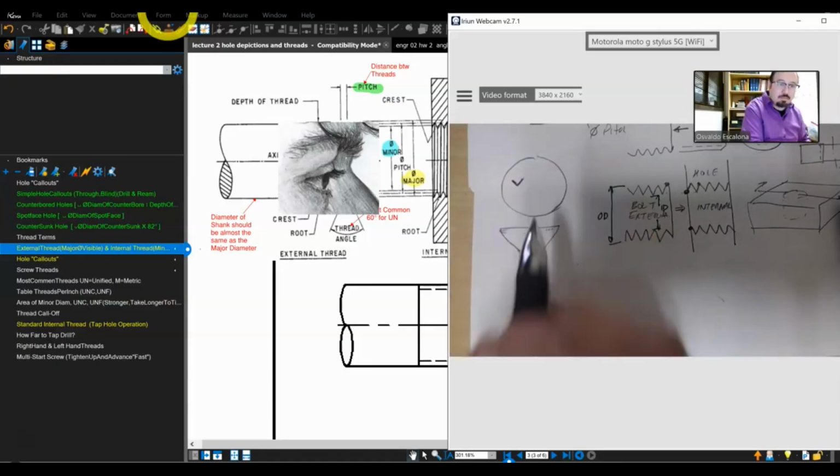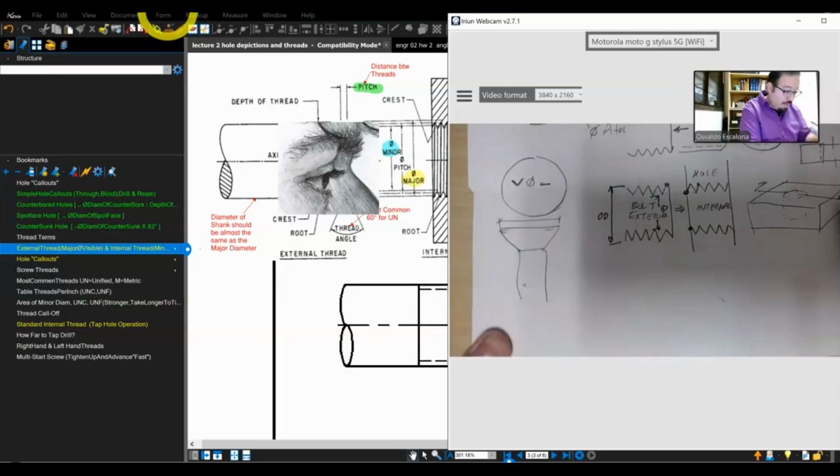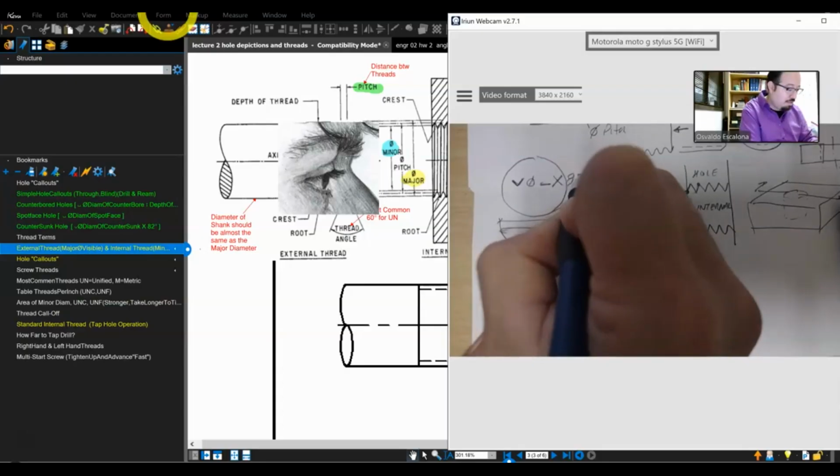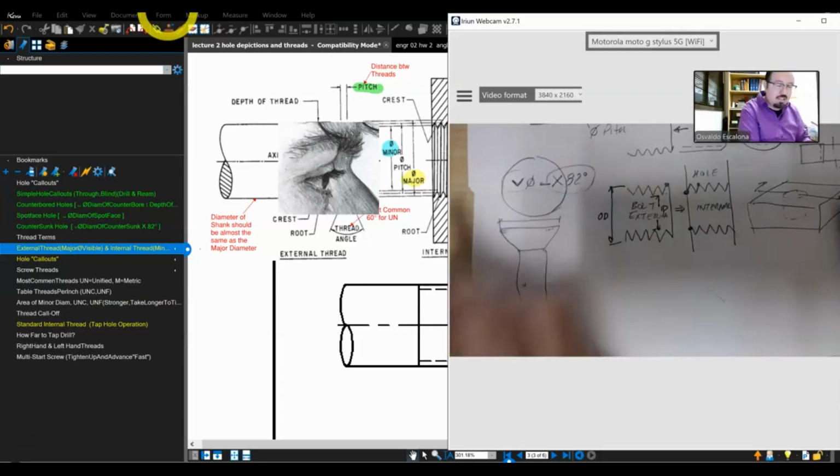The way you will call it, you will add this to the drawing. You will put the symbol. Then you will give it the diameter, which is this diameter. You will write it down right here. And then you say times 82 degrees. Don't forget to add this and this. Don't forget the symbol.